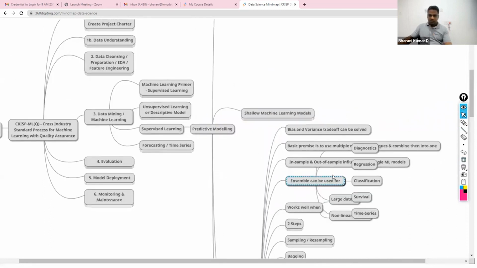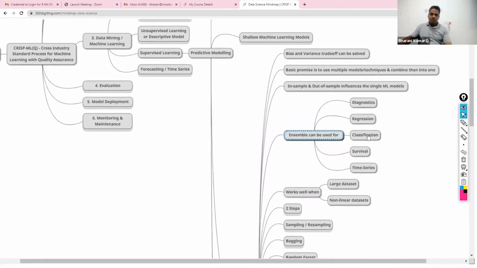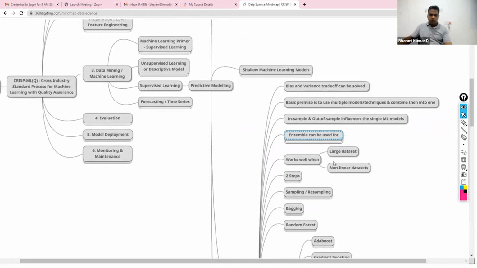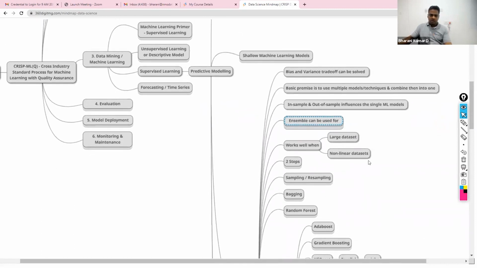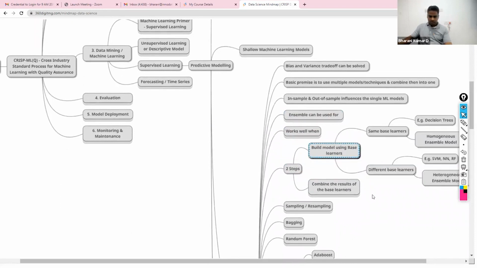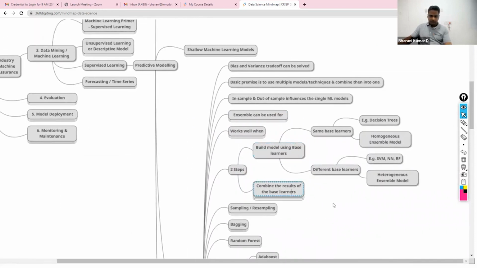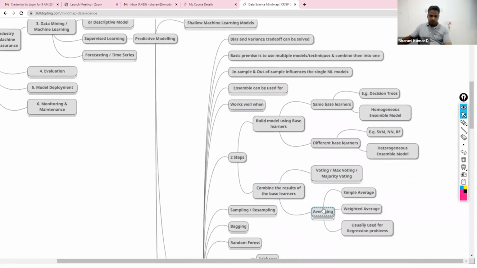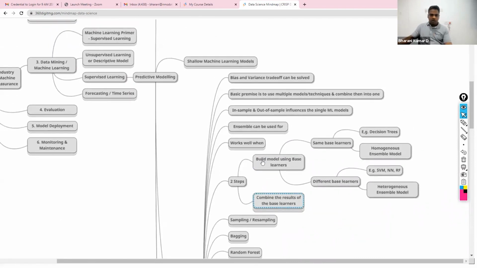Okay. Next. Ensemble techniques can be used for all of these purposes: diagnostics, regression, classification, survival, time series, and so forth. It works well usually when you have large data sets and nonlinear data sets. Then it has two steps. One is building the model, another is combining the model.